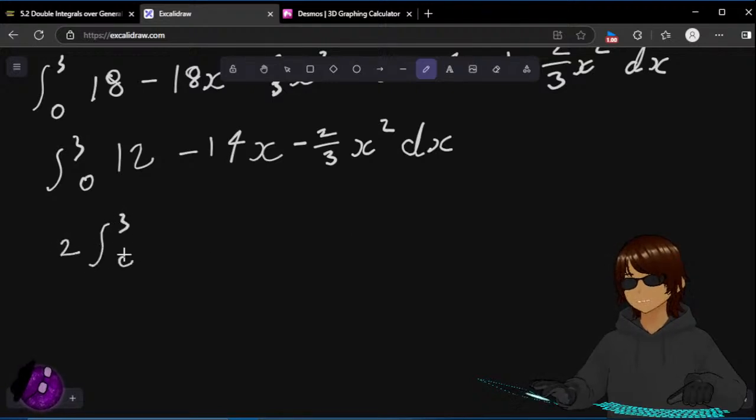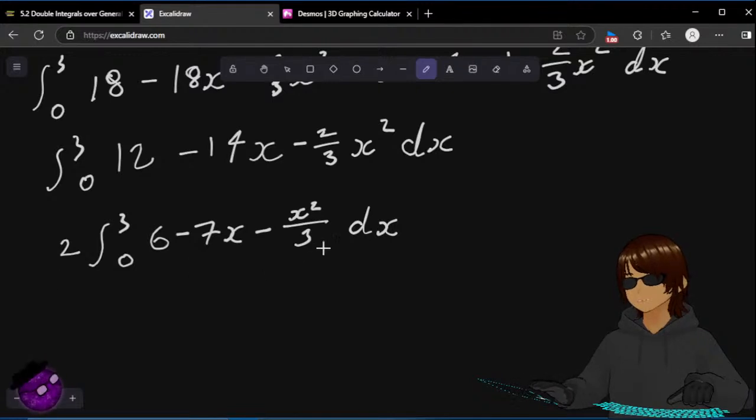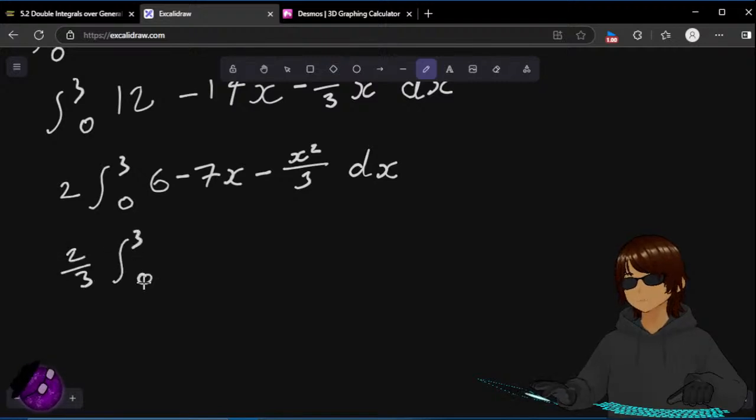2 times 3, 0, 6, 7x squared over 3. How do you take the 3 out though? Is it like this? When you put the 3 back in, you get 6.